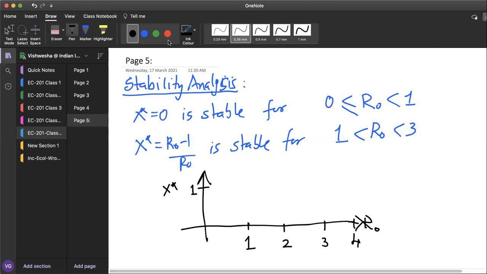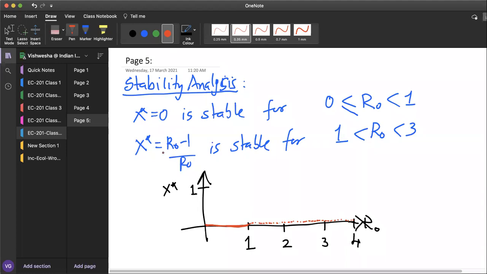So let's now plot the extinction equilibrium. It is stable between 0 and 1. Therefore, we draw it with a solid line between 0 and 1. What happens to it after that? It's unstable for all values of R0. So I will just plot that with a dotted line. And as I told you, 0 to 4 is the only meaningful range of R0 for this model.